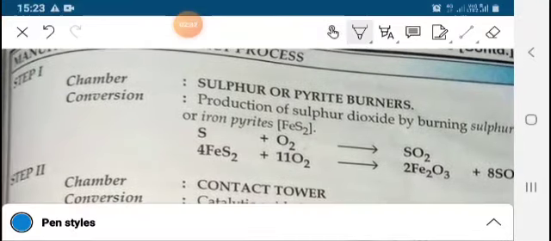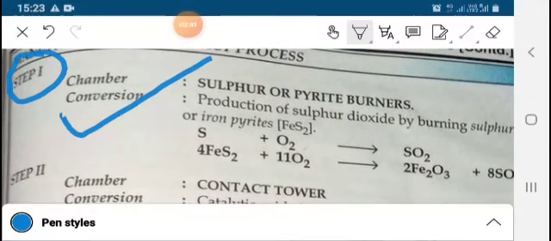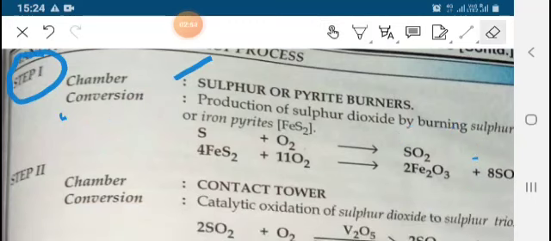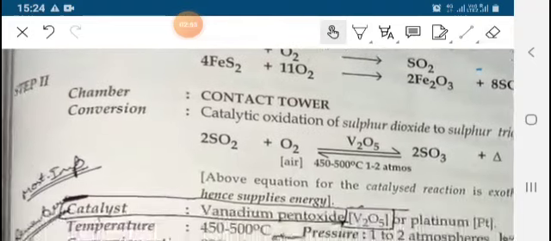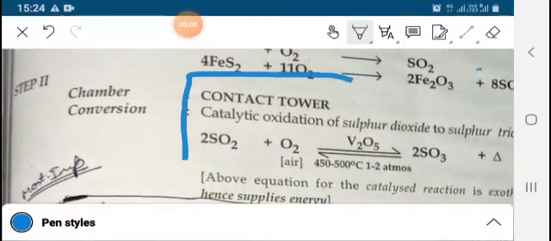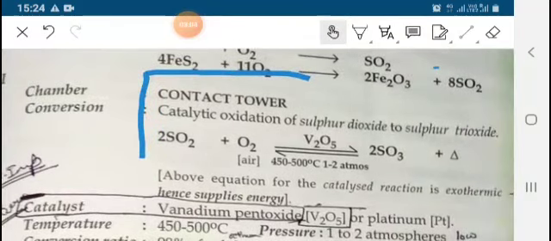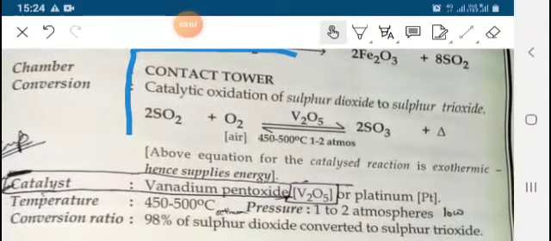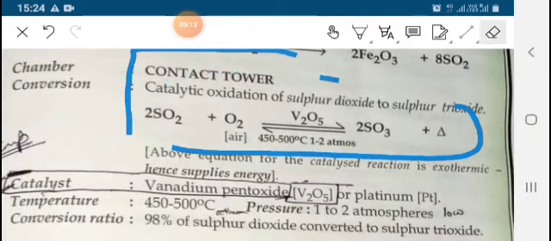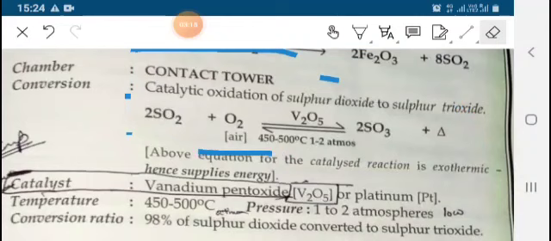First is step 1, that is the chamber conversion. Here sulfur or pyrite is burned to produce SO2 and Fe2O3. In the second step, there is the contact tower, where catalytic oxidation takes place, in which SO2 is converted to SO3 with the help of V2O5, that is vanadium pentaoxide.